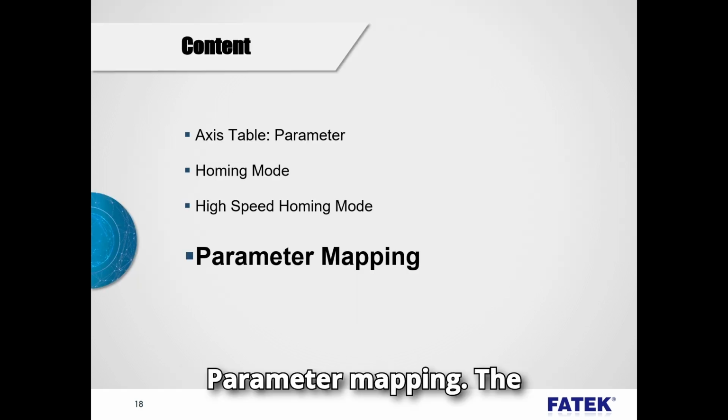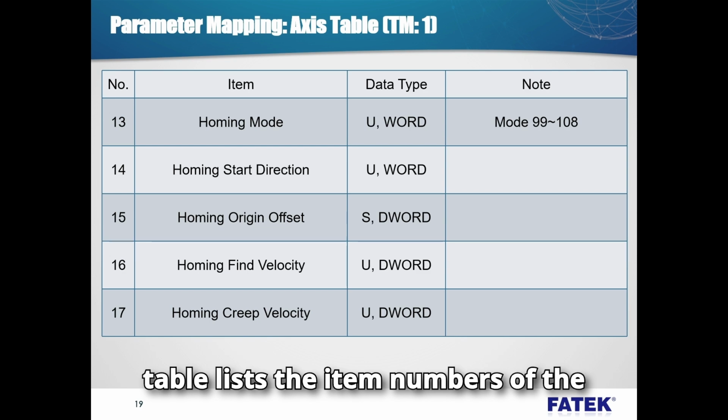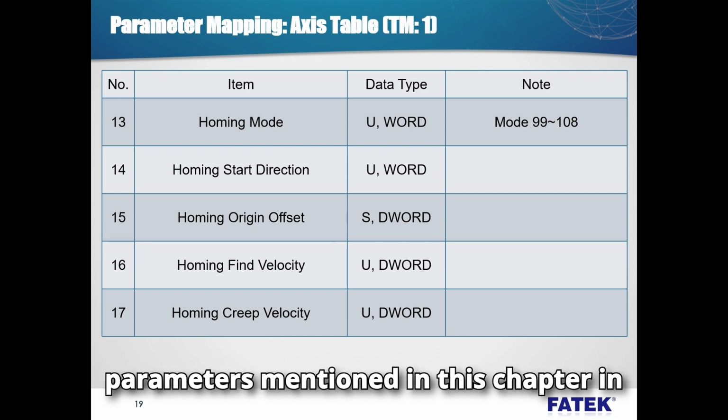Parameter mapping. The table lists the item numbers of the parameters mentioned in this chapter in the mapping table.